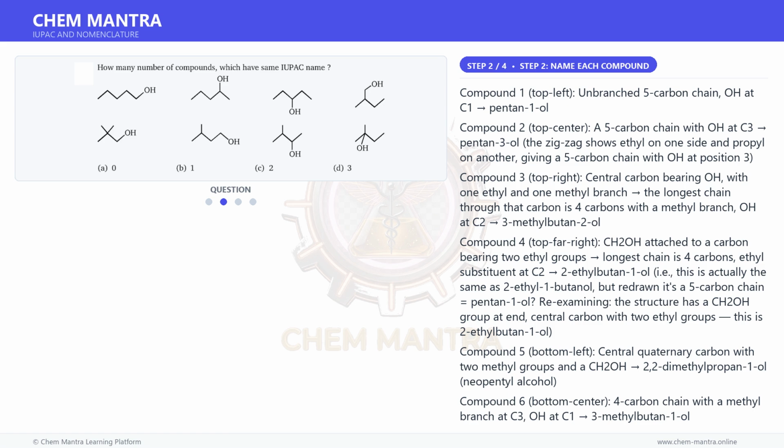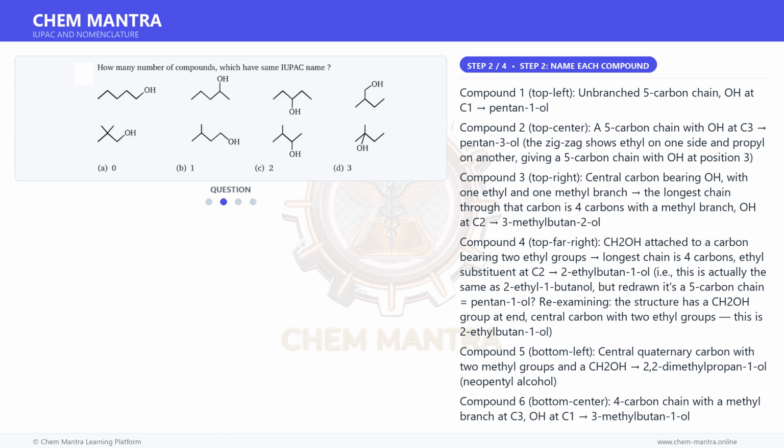Compound 4, top far right: CH2OH attached to a carbon bearing 2 ethyl groups. Longest chain is 4 carbons, ethyl substituent at C2, 2-ethylbutan-1-ol, i.e., this is actually the same as 2-ethyl-1-butanol, but redrawn it's a 5 carbon chain, equal to pentan-1-ol. Re-examining, the structure has a CH2OH group at the end, central carbon with 2 ethyl groups. This is 2-ethylbutan-1-ol.